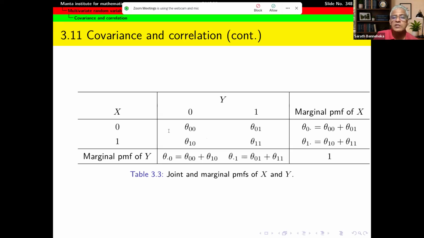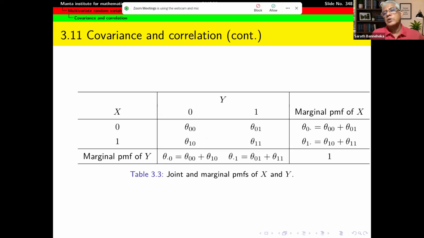And similarly, to get the marginal probability mass function of y, you have to add the probabilities in the columns. So in this case, the probability y equal to 0 is denoted by theta dot 0. In this case, you can see that this 0 is fixed here, and this one is the one changing. The subscript that is changing is represented by the dot here. And similarly, theta dot 1 is the probability y equal to 1.